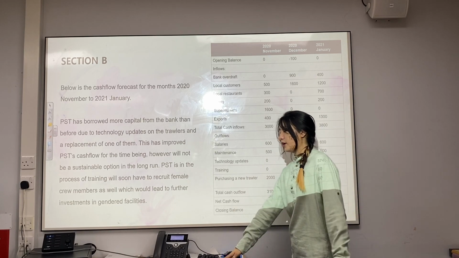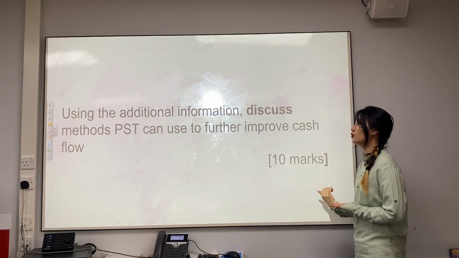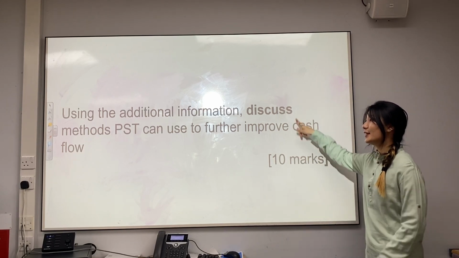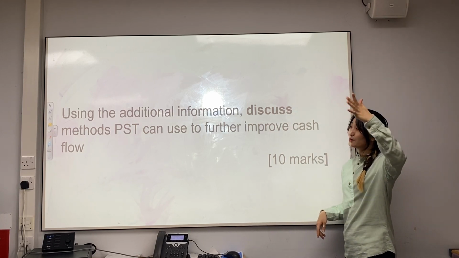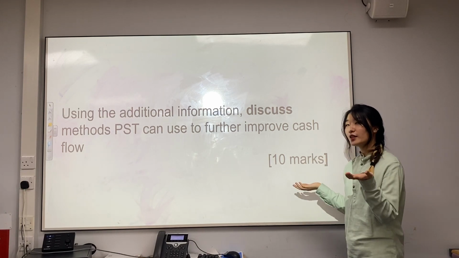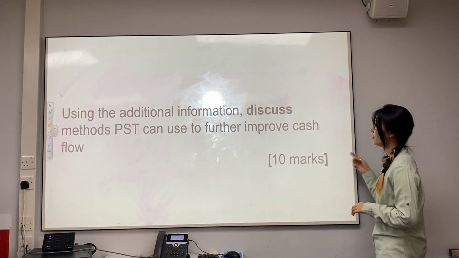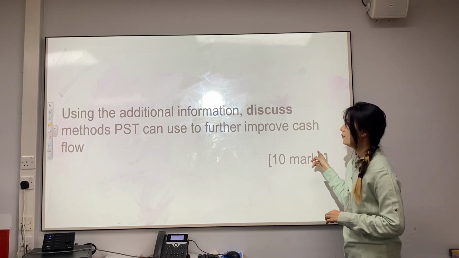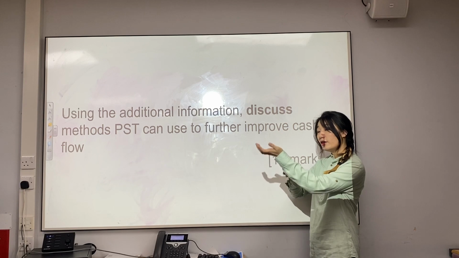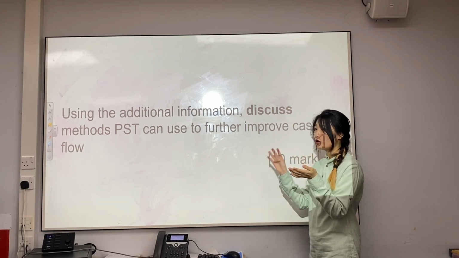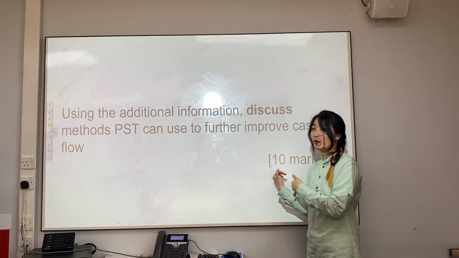So, having had a look at this case study, let's look at a question. Using the additional information, discuss. If you can remember, discuss was a command word and it required you to give balanced views. Discuss methods PST can use to further improve cash flow. So what are some methods for them to improve cash flow? And then tell me the disadvantages and advantages of each option. And in the conclusion, tell me what kind of option suits PST best in your opinion.